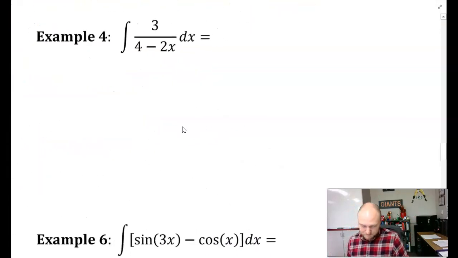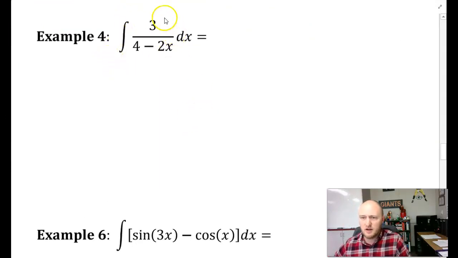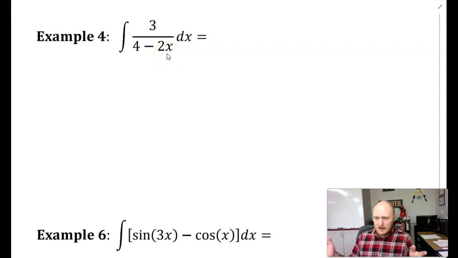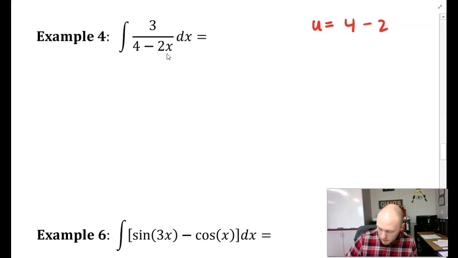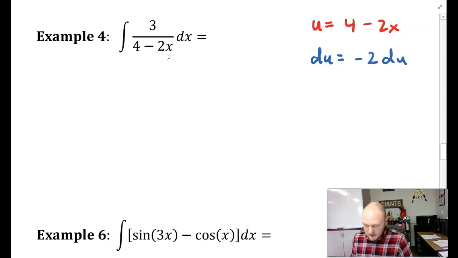All right, example 4, the integral of 3 over 4 minus 2x. Well, here I have a variable. This whole term here, 4 minus 2x. I have 2 terms in my denominator, so that makes this complicated. One strategy is if you have a power of 1 in your denominator, just make your denominator equal to u. I'm going to make u 4 minus 2x. The derivative of this, du, is going to be equal to -2 dx.